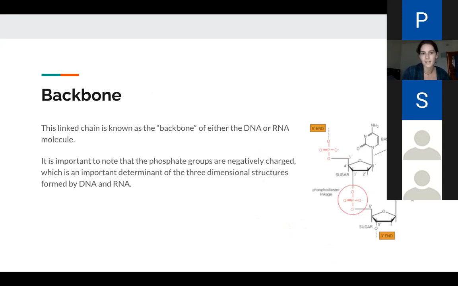This creates the backbone of either the DNA or RNA molecule, which is terminology that people use pretty frequently. It's important to note that the phosphate groups are negatively charged, which is a very important determinant of the three-dimensional structures formed by DNA and RNA. As you'll learn, the different structures are composed the way they are because the negative charges repel each other, so they have to be far enough apart.